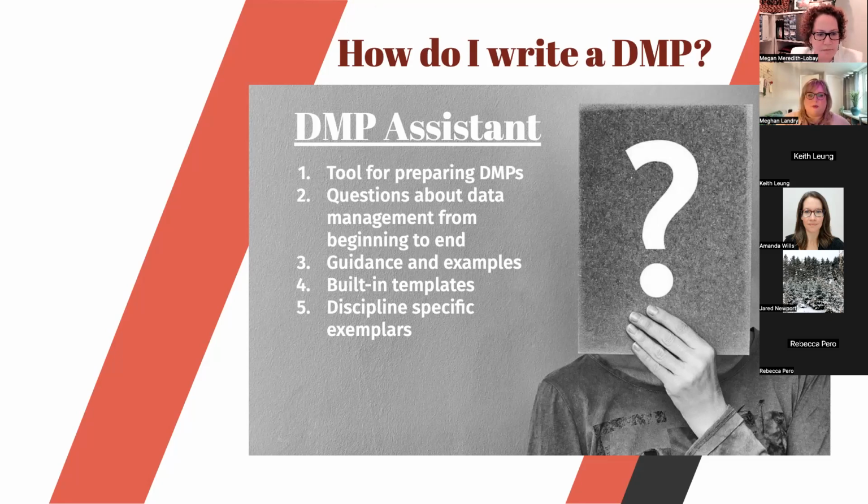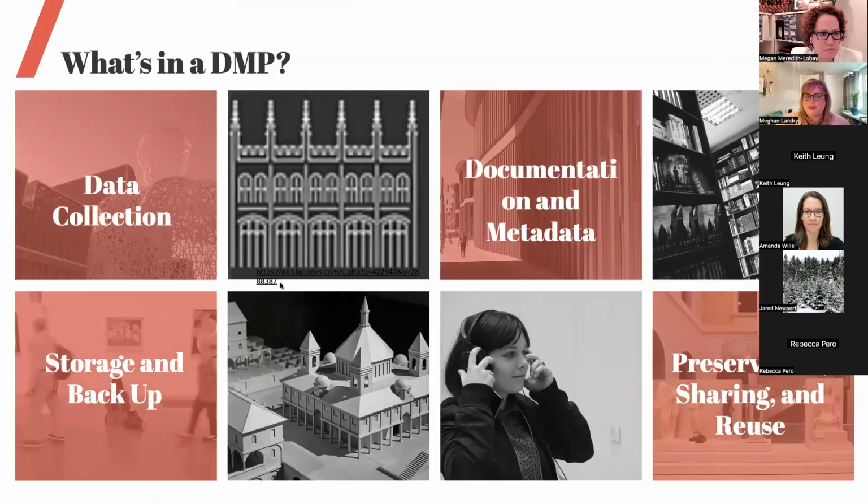And so then we'll go next to the elements of a DMP. There are 7 sections of the DMP Assistant tool that all include very straightforward questions that help you think through 7 areas. So this would be 1, data collection, 2, documentation and metadata, 3, storage, backup and access, 4, sharing and reuse, 5, ethics and legal compliance, 6, responsibilities and resources, and 7, preservation.